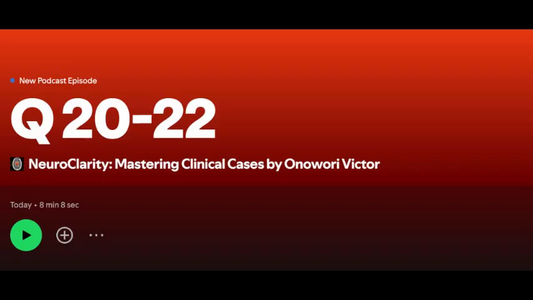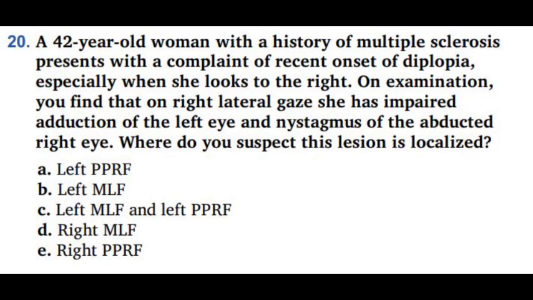Let's start with 20. We have a 42-year-old woman with a history of multiple sclerosis who presents with a complaint of recent onset diplopia, especially when she looks to the right. On examination, you find that on right lateral gaze, she has impaired adduction to the left and nystagmus of the abducted eye. Where do you suspect this lesion is localized?